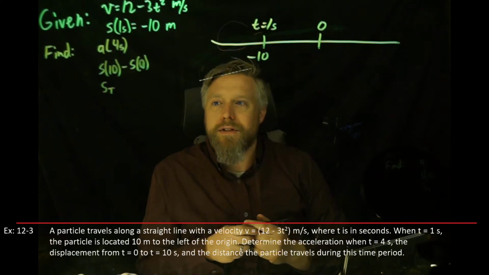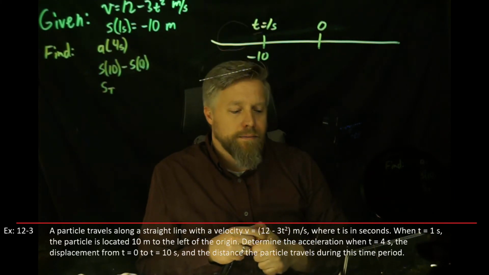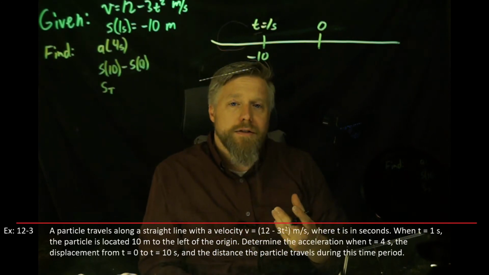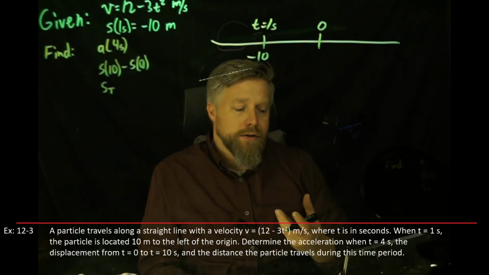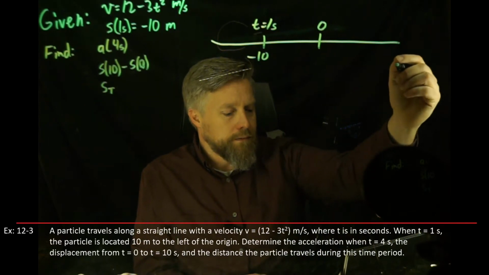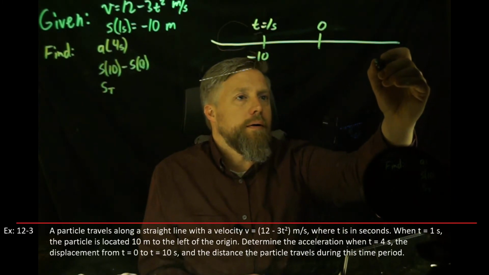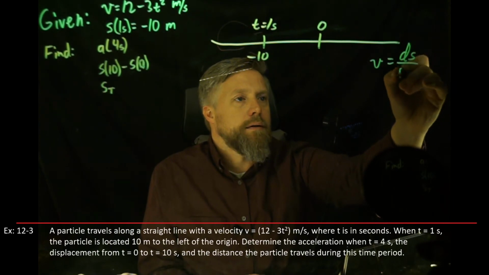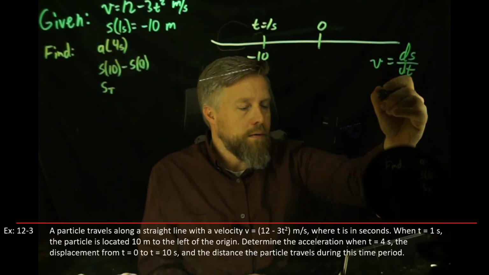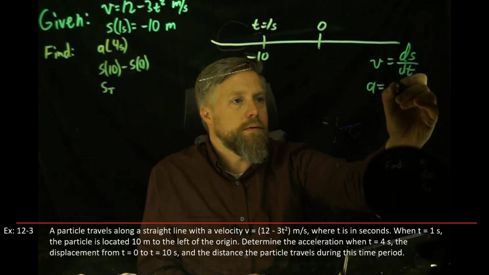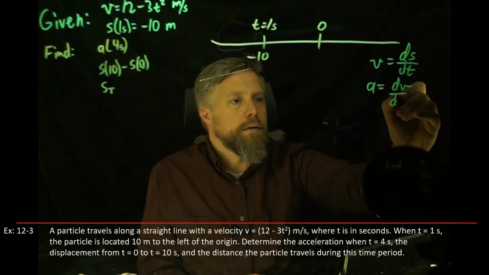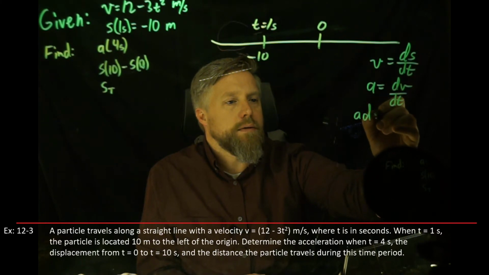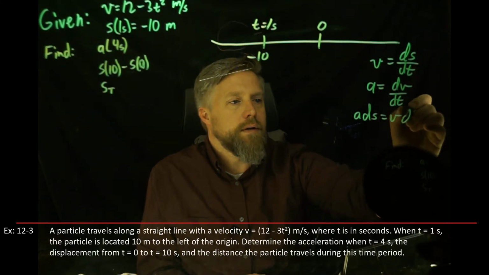OK, we got our givens and finds, and we can get started. What I always recommend on any of these kinematics problems is remind yourself of the 3 base kinematic equations. I'm going to write those down now. I got space over here. The first one is velocity is equal to ds dt. We have acceleration is equal to dv dt. And finally, the one that's created with the other two, a ds equals v dv.